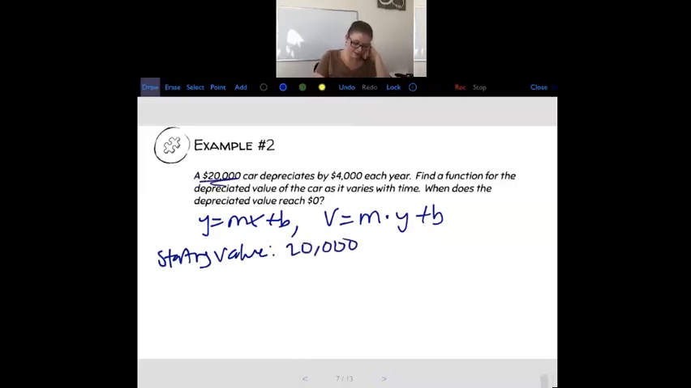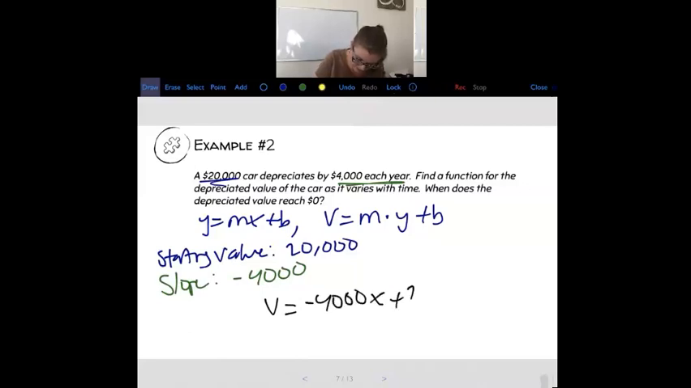And then we have rate of change language here. Dollars per year is what's changing. Something per something else usually denotes slope or rate of change. So our slope or our rate of change is going to be negative 4,000. Okay, so you could put this into an equation. V is equal to negative 4,000 x plus 20,000.